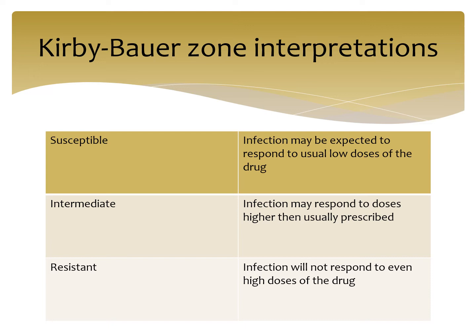So if you have an infection that may be expected to respond to our usual low doses of the drug, then it is considered susceptible to that drug. If you have an organism that responds to doses higher than usually prescribed, we could say that our bug is actually intermediate to that drug. And then if you have an organism that does not respond to even high doses of the drug, we would say that our bug is resistant to that drug. And we report that out as S, I, or R, sensitive, intermediate, or resistant. And that's all the doctor would see. And they're going to give the antibiotic that is the most sensitive.